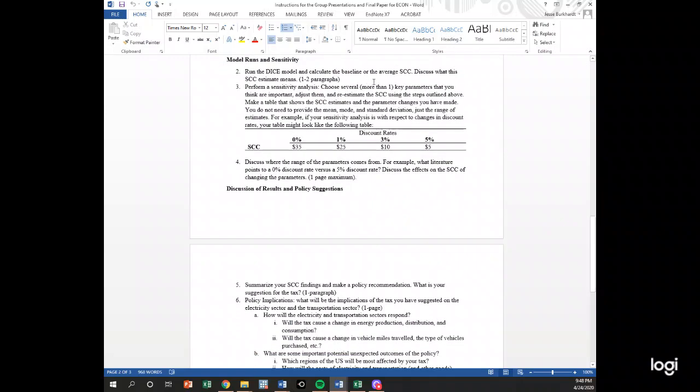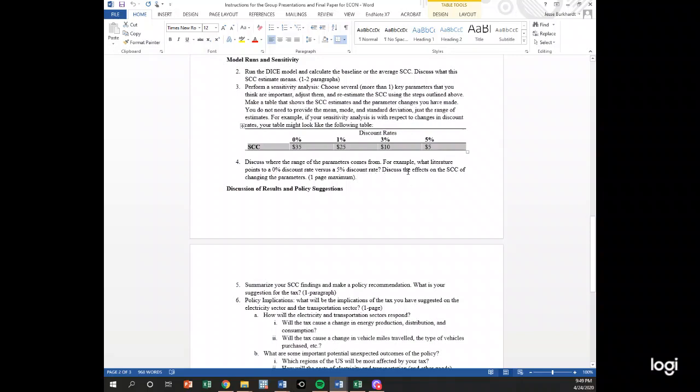Run the DICE model, calculate the baseline or the average social cost of carbon. Discuss what this means. This is the one that you want to select for your tax or your suggestion for the carbon tax. Then you perform your sensitivity analysis just like you did in the group presentation. You can, by the way, take the analysis you did in the group presentation and use it for your paper. I don't think you need to do a new analysis unless you want to. And then present the sensitivity analysis in the paper.